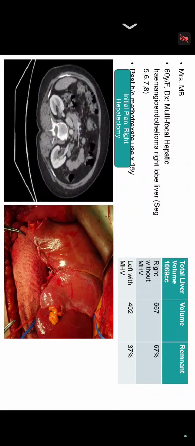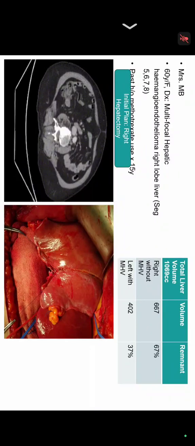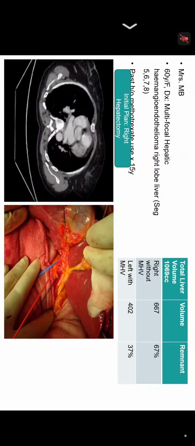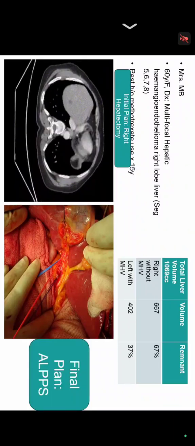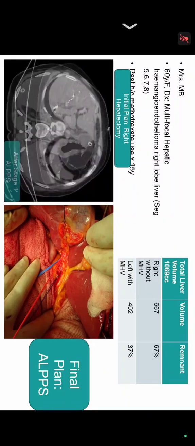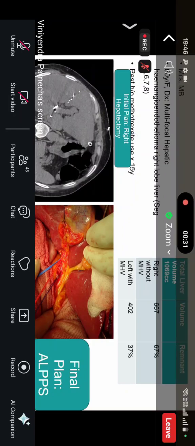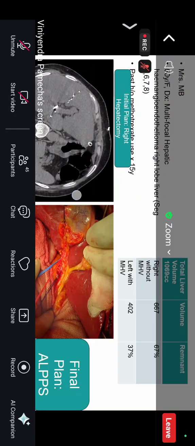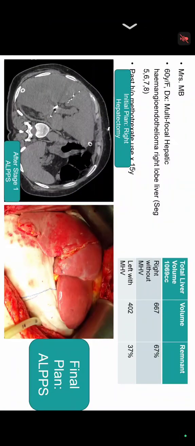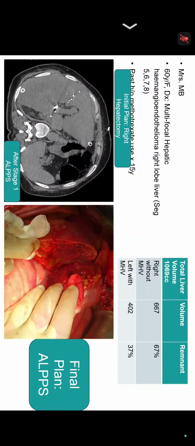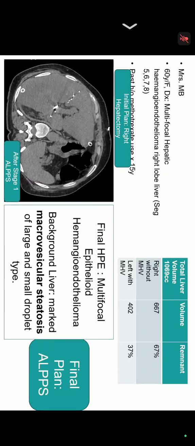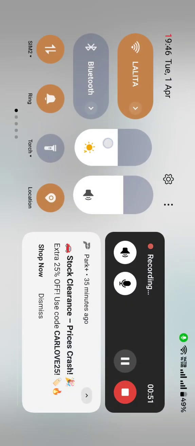So we did the transection, parenchymal transection, and ligated the right portal vein. And we went in again after a week, and this is the scan after the first stage. This is the hypertrophy of the remnant after the first stage, and we resected the right lobe of the liver at that time. Okay, so this is the final histopathology, multifocal epithelioid hemangioendothelioma.